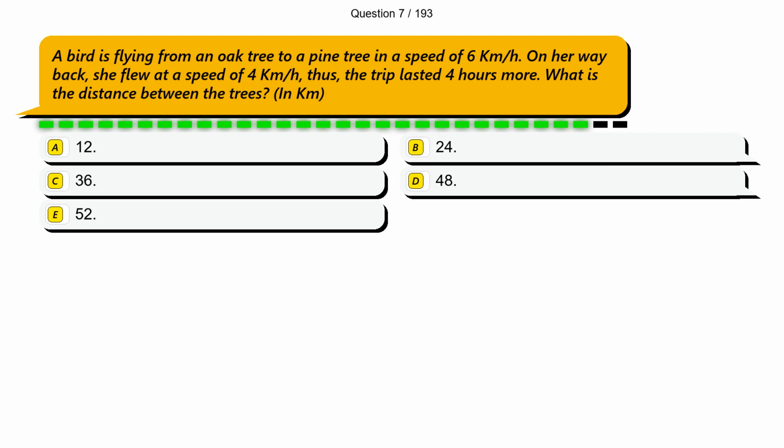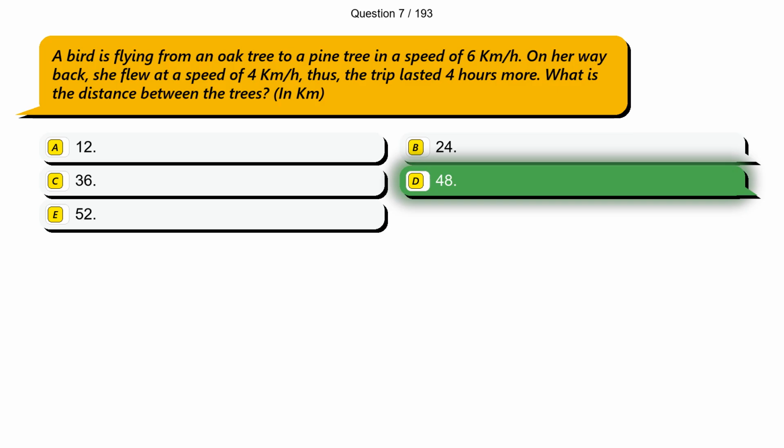Question 7. A bird is flying from an oak tree to a pine tree at a speed of 6 km per hour. On her way back, she flew at a speed of 4 kilometers per hour, thus the trip lasted 4 hours more. What is the distance between the trees, in km? Option A 12, option B 24, option C 36, option D 48, option E 52.